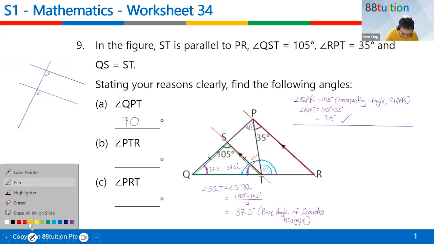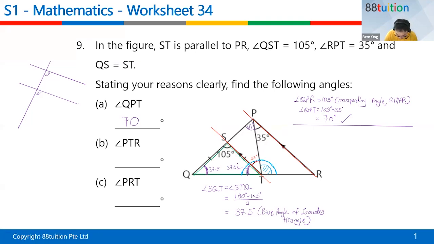Next, you have to declare that this angle down here is 35 degrees. I know it's 35, but I must declare it. You must tell your teacher, your teacher doesn't know that you know. So you must say that angle PTS is equal to 35 degrees. Why? Alternate angles. Remember the Z rule? Alternate angles, declare ST is parallel to PR.